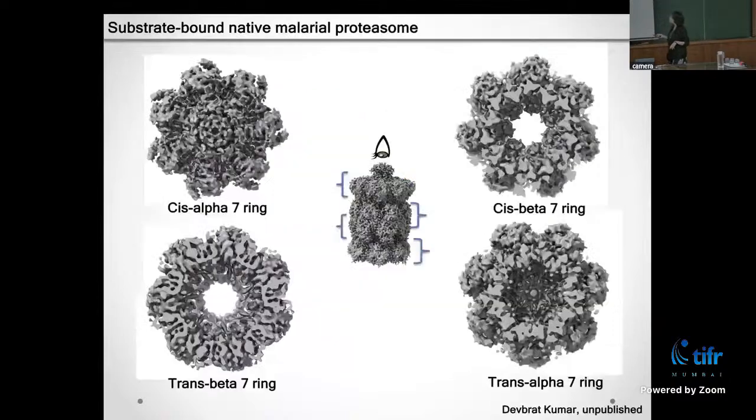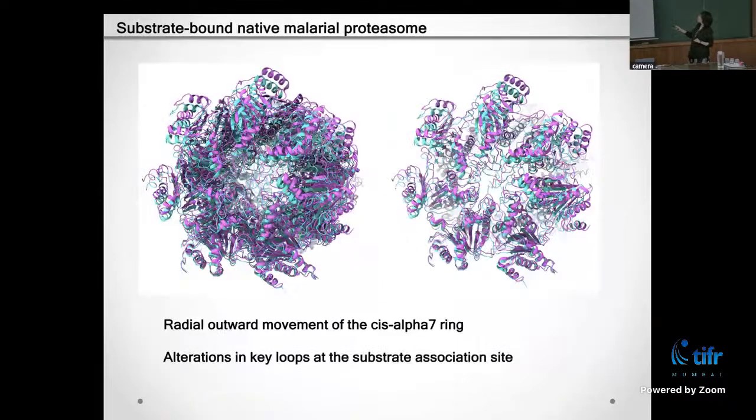And what we find in comparison with the malarial parasite proteasome is that the central cavity in the cis alpha ring is opened, and that is because it's accommodating the substrate. So this is the model which we have fitted onto the map. And what we see is that there is radial outward movement of the helices from the cis alpha ring. And also these are the loops which are involved in substrate association site binding. So essentially the magenta here is our structure, and the blue is the recombinant malarial parasite proteasome.